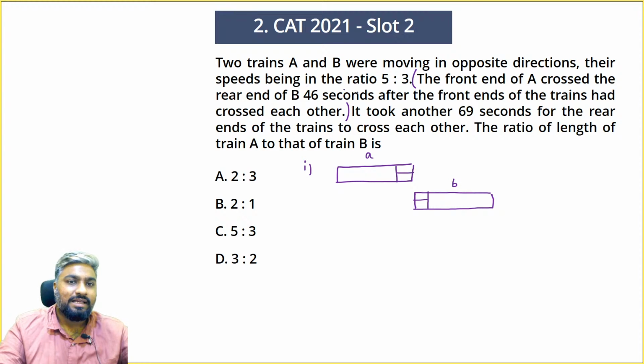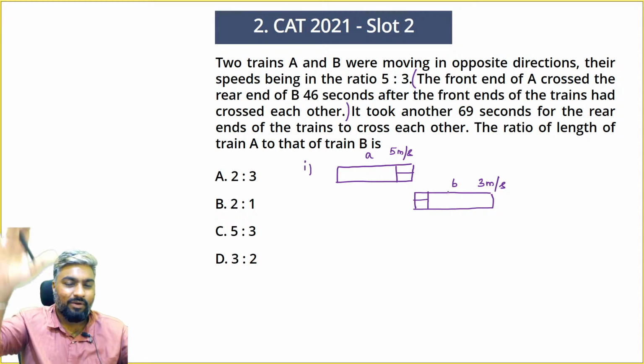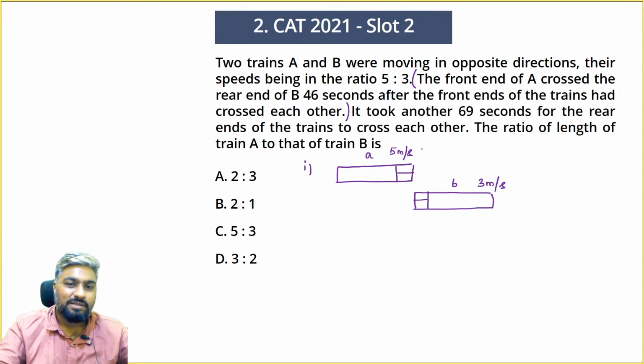We've been given that the speeds are in the ratio 5:3. I'm going to assume the speed is 5 meters per second and 3 meters per second. Okay, 5:3. We are going to go for meters per second. 5 meters per second, 3 meters per second, moving in opposite directions. Okay, cool guys. What else is given to us?